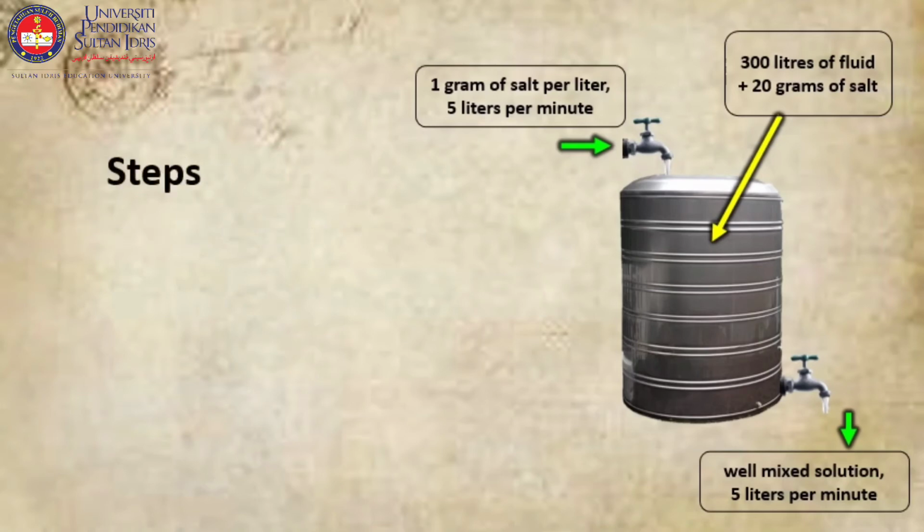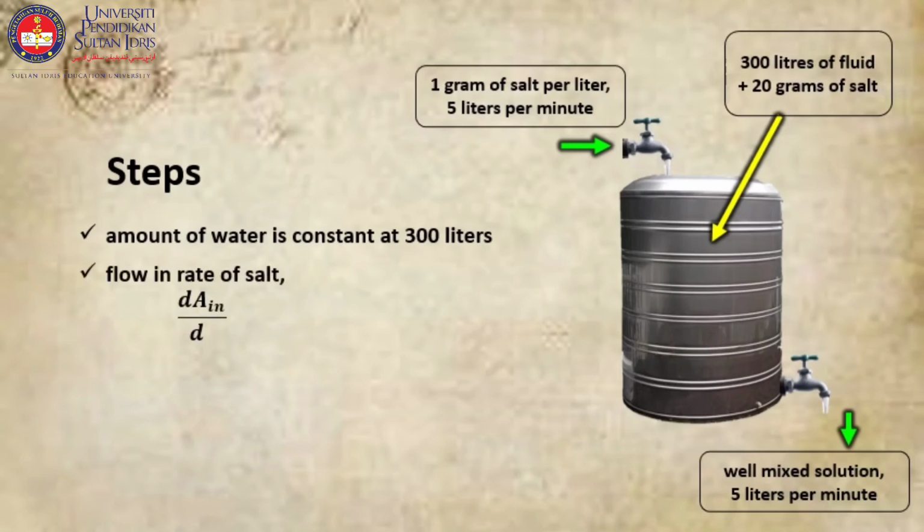Now let us start to solve the problem. First, the amount of water is constant at 300 liters. We know that the tank initially has 300 liters of fluid in it, and the input rate and output rate are the same, so there is no change to the amount of water in the tank. We can calculate the flow-in rate of salt, dA_in over dt, as a product of the concentration of the solution and the rate of input of the solution, which is 1 gram per liter times 5 liters per minute, which yields 5 grams per minute.